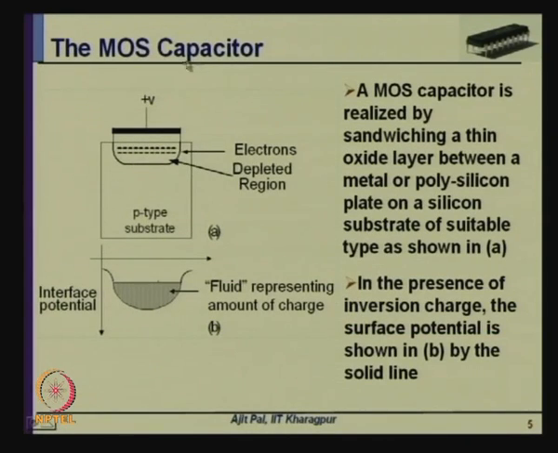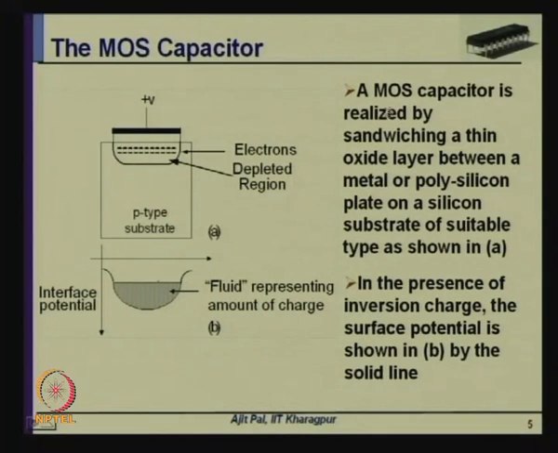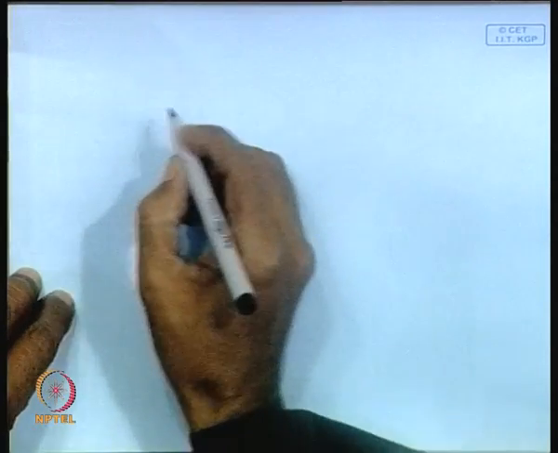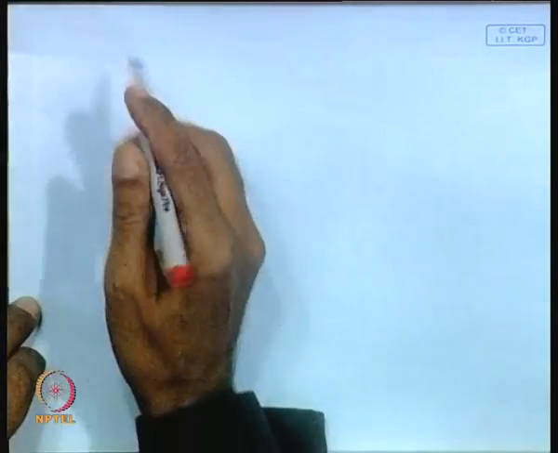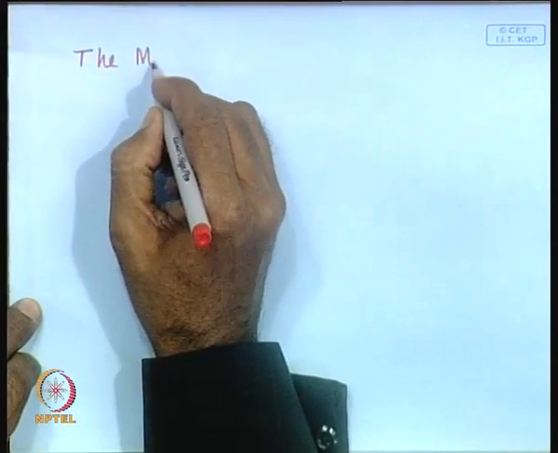Based on that fluid model, first I shall consider the operation of the MOS capacitor. This MOS capacitor is essentially the most elementary building block of MOS transistors or MOS circuits, and as we have seen, a MOS capacitor is realized by sandwiching a thin oxide layer between a metal or polysilicon plate and a silicon substrate of suitable type, as shown in this figure. Let me draw it for your convenience, the MOS capacitor.